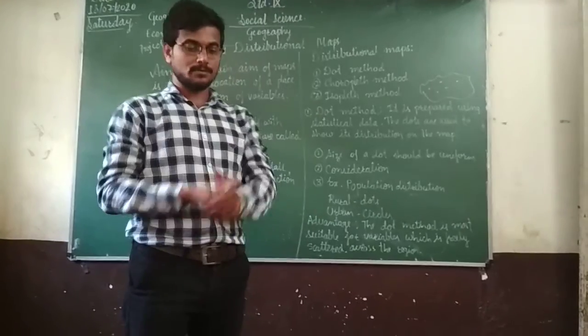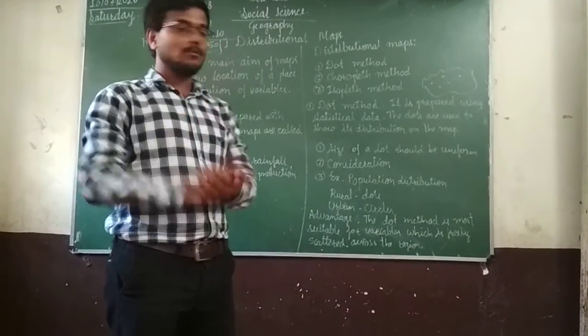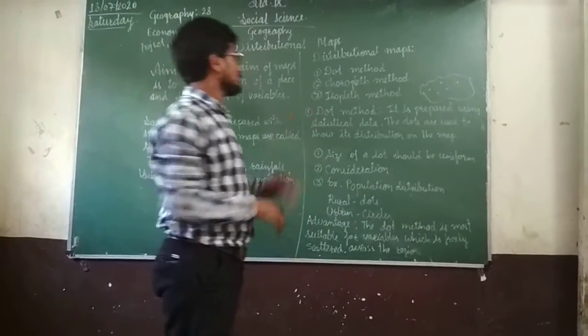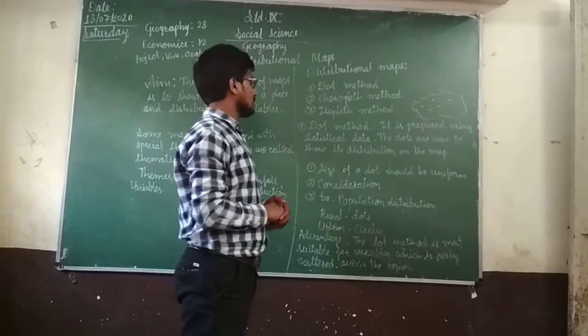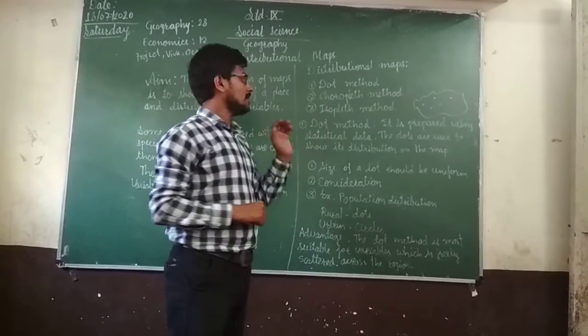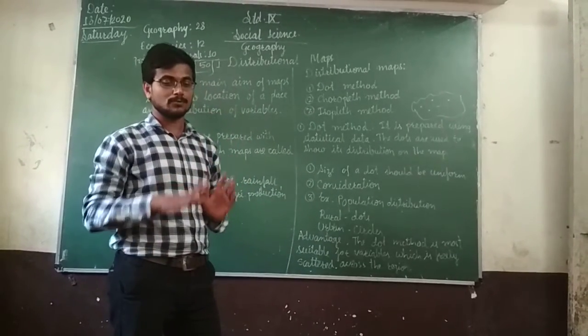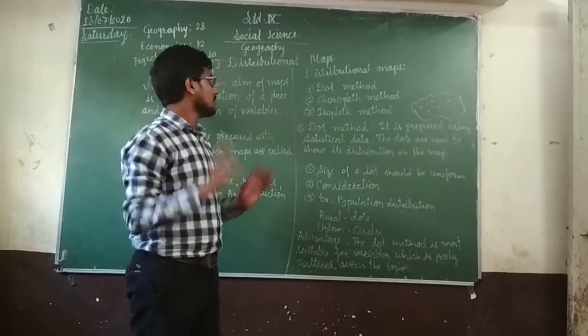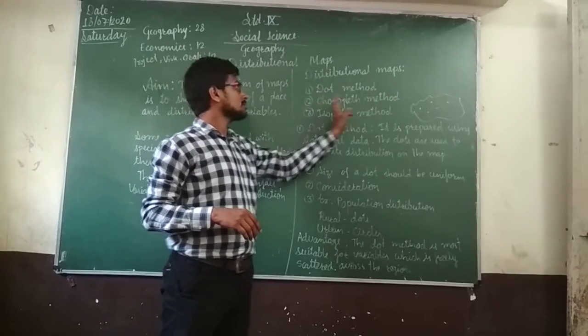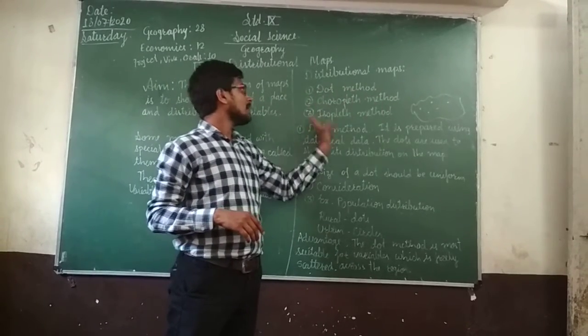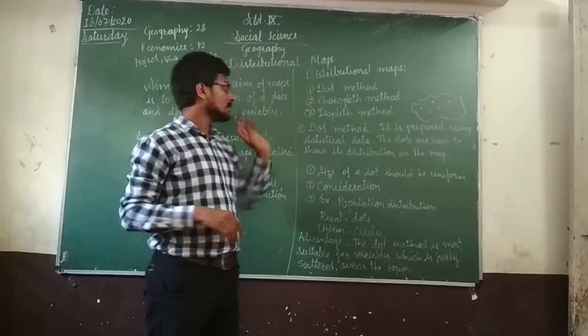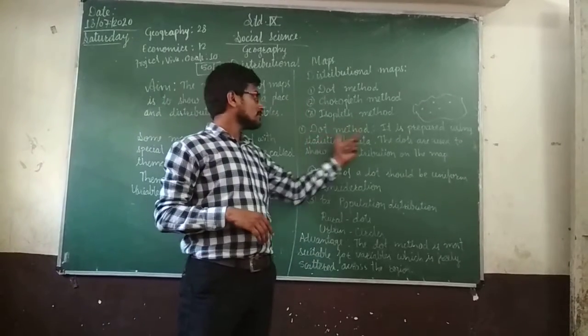I could not attend the period further, but now we will continue with the dot method. Before studying the dot method, as I told you, there are three kinds of distribution map that we are going to study in this lesson: dot method map, choropleth method map, and isopleth method map. Out of these, we are going to learn about dot methods.